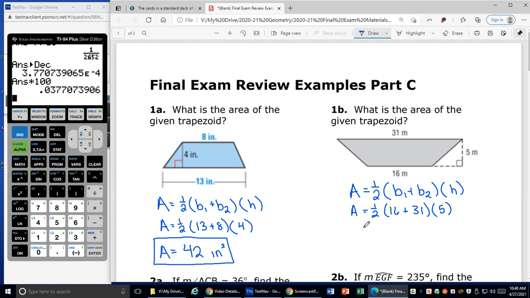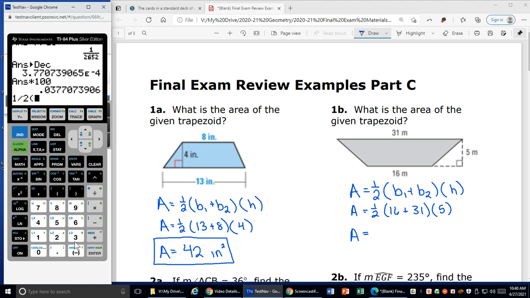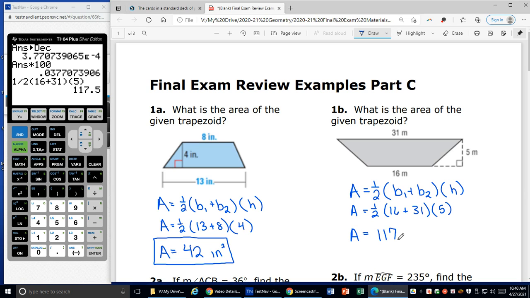And then I'm ready to go to the calculator. Area equals 1 divided by 2 times (16 plus 31) times 5. 117.5. My units here are meters and it's area, so squared. All right, there is 1B. Let's look at 2B.